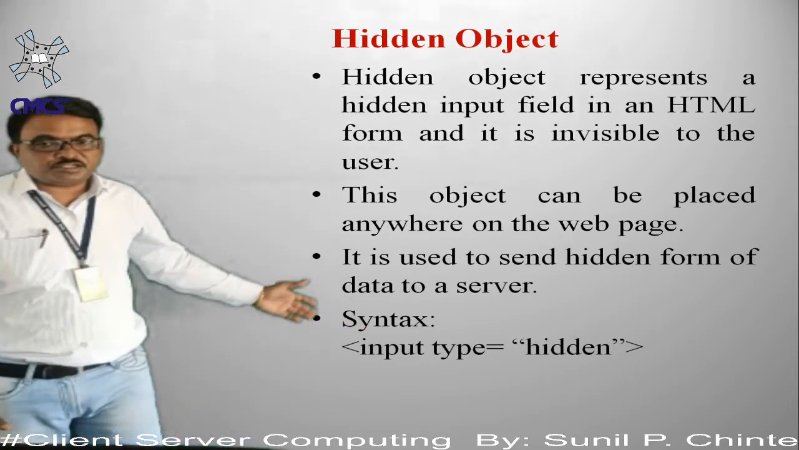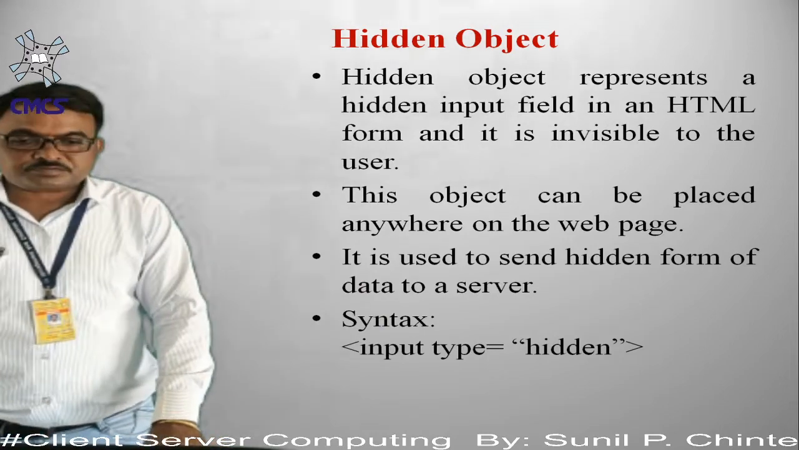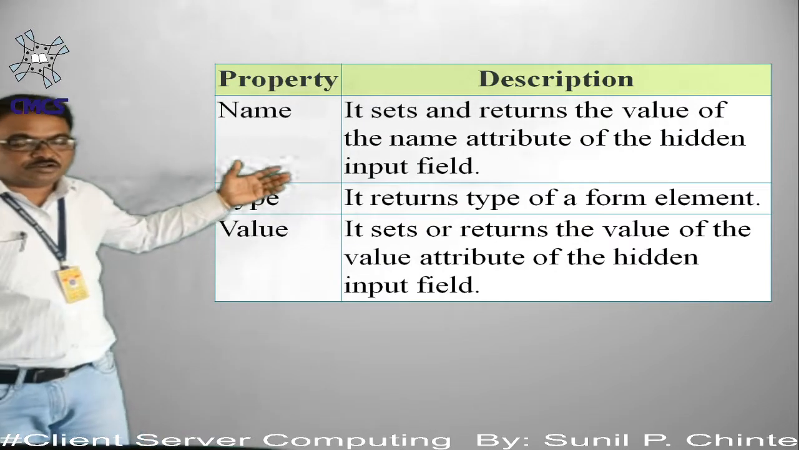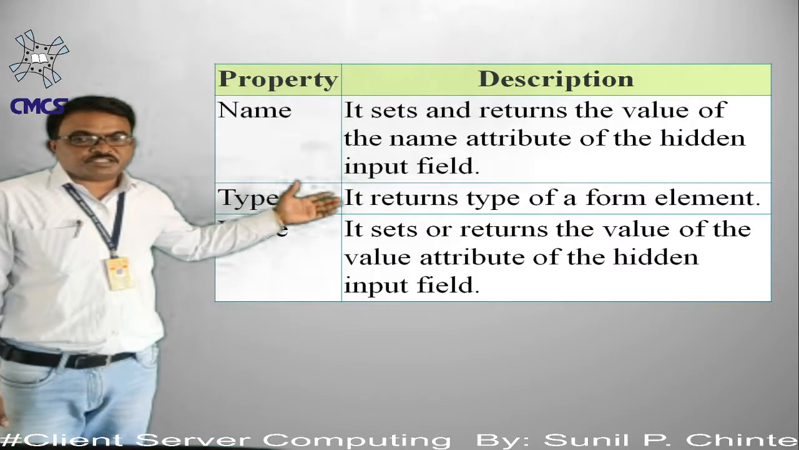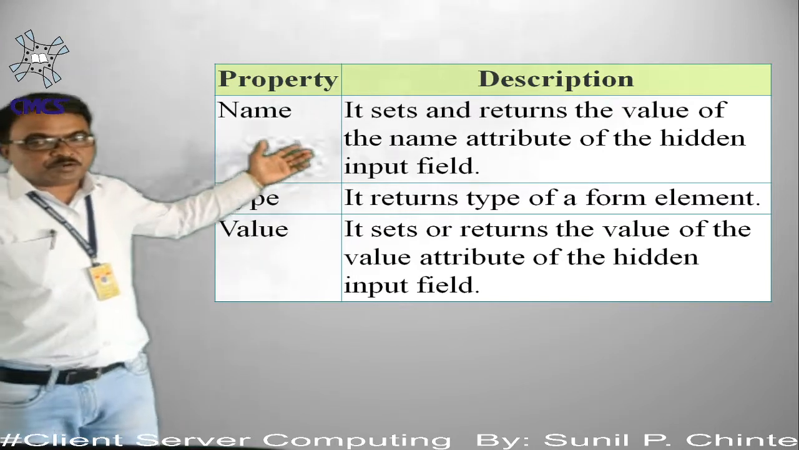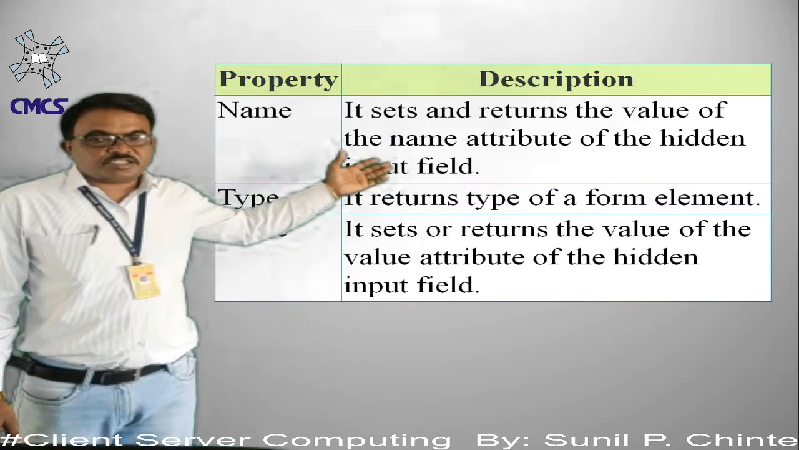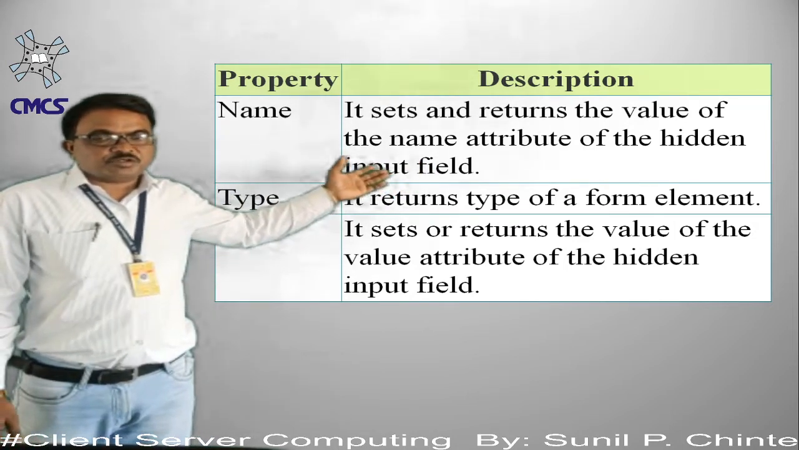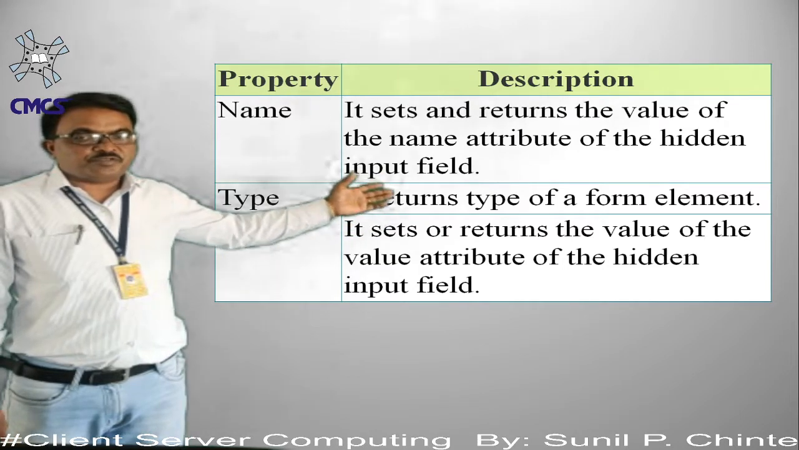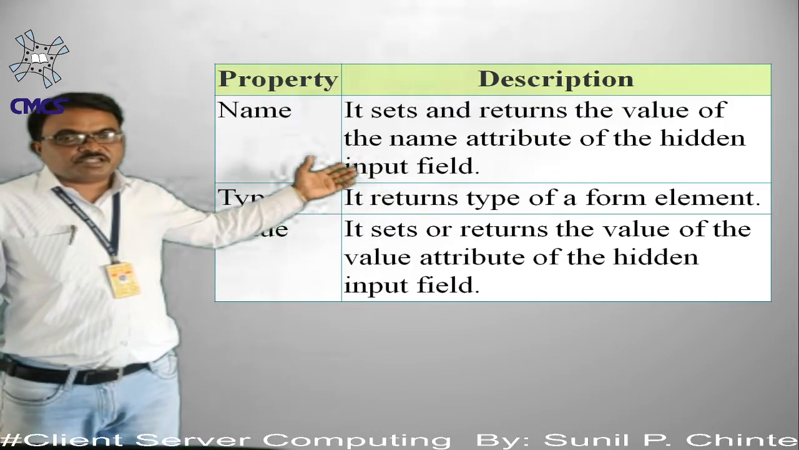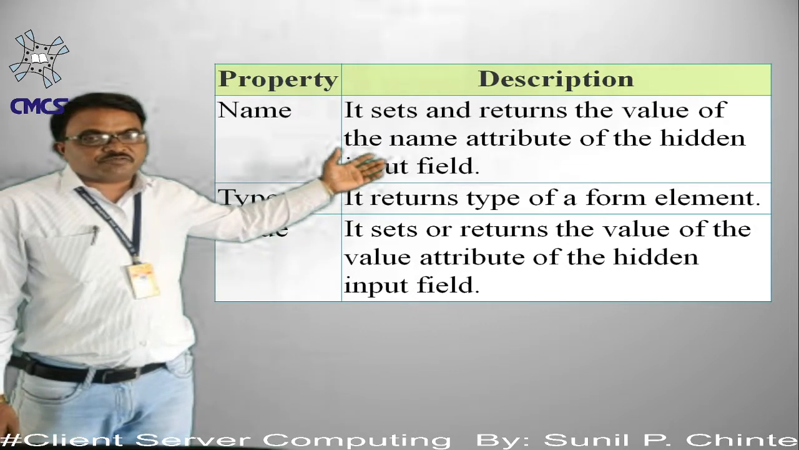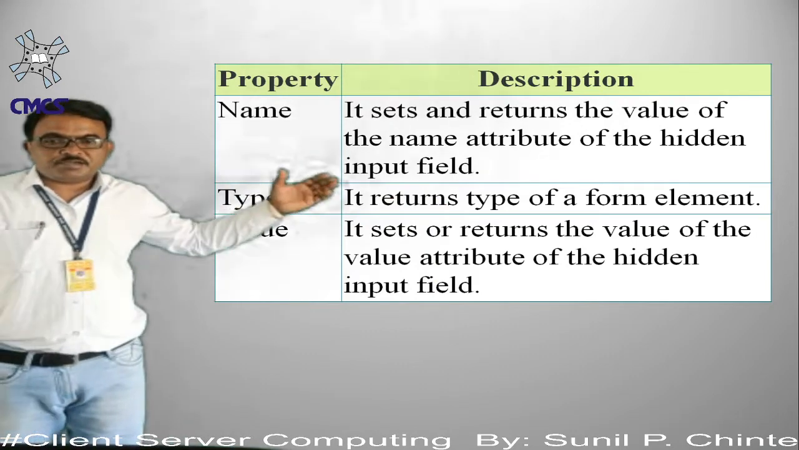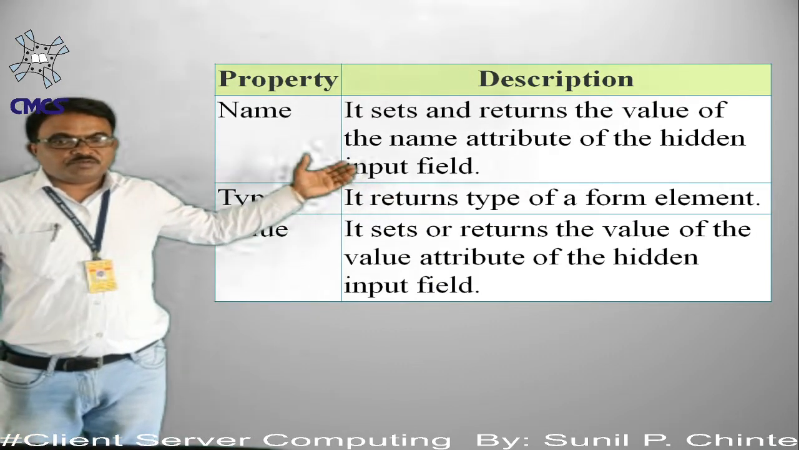The syntax is input type, and we put the value as hidden. These objects have different properties, that is name and type. The name property specifies, sets and returns the value of the name attribute of the hidden input field. Next is the type property. It returns the type of a form element.